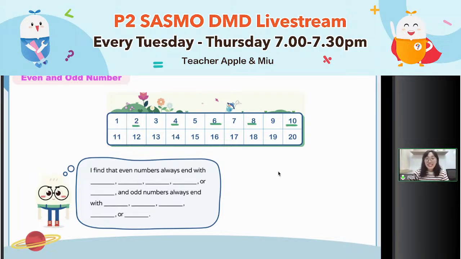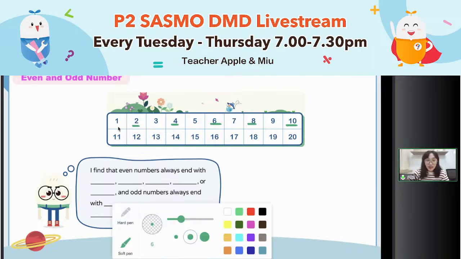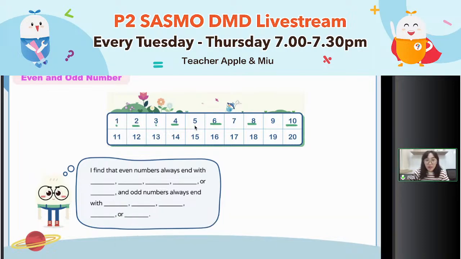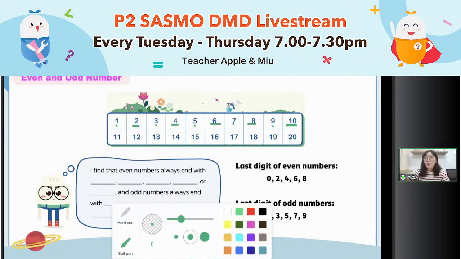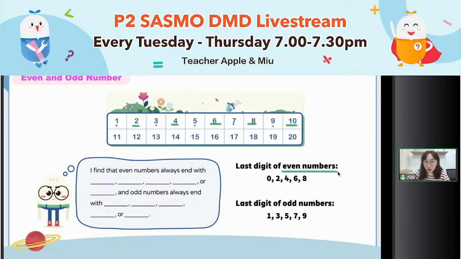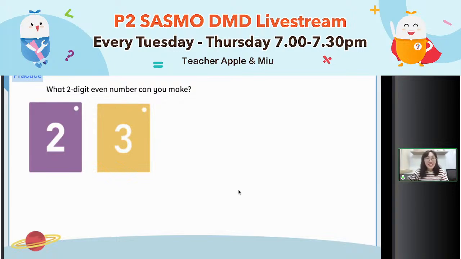And also, what about the last digit of an odd number? That is 1, 3, 5, 7, and 9, right? Okay, and here, Teacher Apple wants to mention one more key point. That is, sometimes the question just tells you the number is an even number. So in other words, that is, the number is a multiple of 2, okay? So following this, let's have a look. There is an example. What 2-digit even number can you make? Okay, think about it. This is very easy.